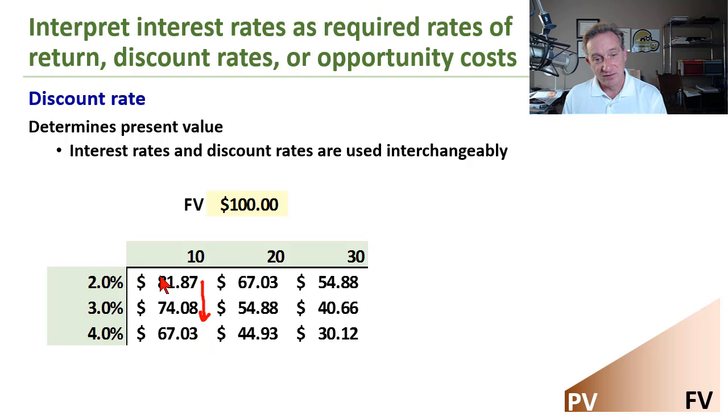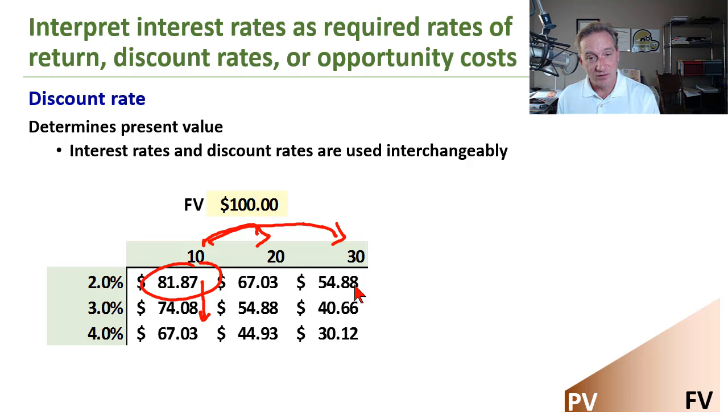Now, on the other hand, if I start here at the 81.87 and stay on the row and go to the right, I'm going to stay at the 2% discount rate, but go from 10 years to 20 years. In other words, I'm receiving the $100 in 20 years. You can see it has a dramatic effect on the present value. And if I go all the way out to 30 years, that present value is almost cut in half. It's quite dramatic. You would be waiting a long time, so it makes some sense.